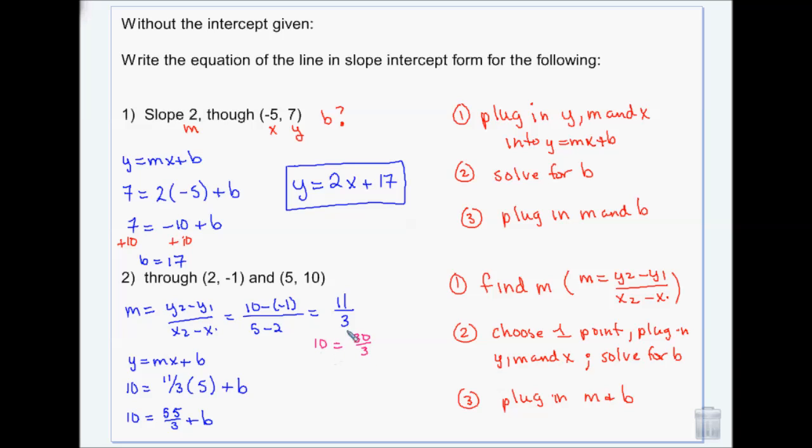Okay? So what I have is 30 thirds is equal to 55 thirds plus b. And I'm going to subtract 55 thirds from both sides. And I get b is negative 25 thirds. Sorry, it's so cramped. And then I'm going to plug those in.